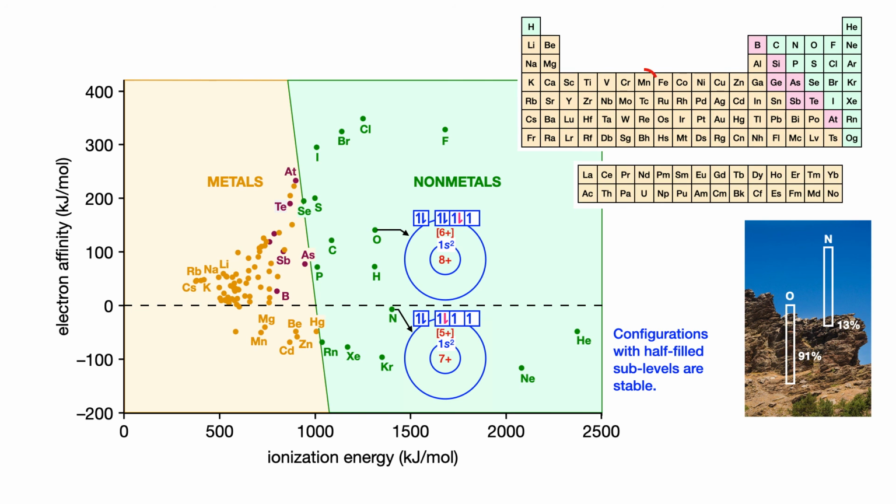Manganese is over here in the middle of the transition metals. It has a half-filled d sublevel, and so that explains its low electron affinity. The last one, plutonium, is in a similar situation to manganese. It's a little bit harder to explain, but it's in a very similar situation to manganese, and it's experiencing the half-filled sublevel stability.